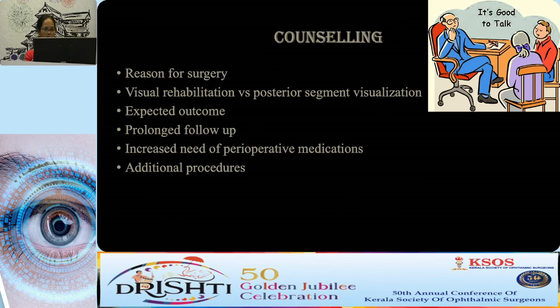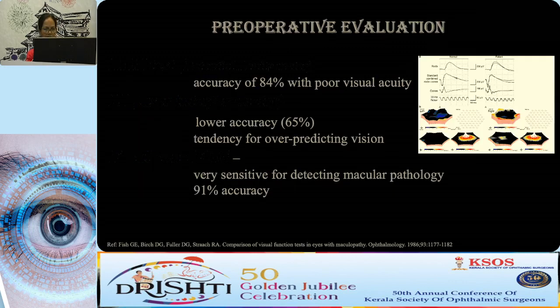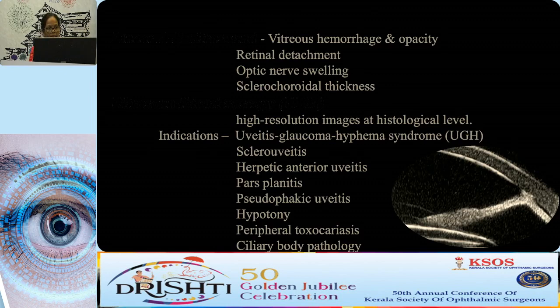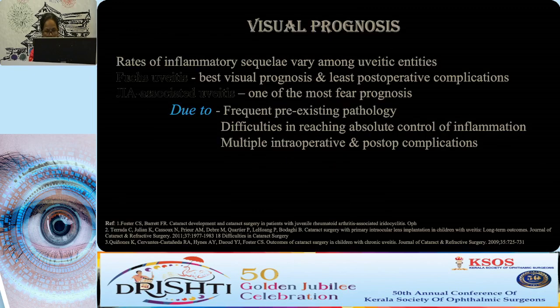Expected outcome: prolonged follow-up need, inherent need for perioperative medication. If additional procedures like pars plana vitrectomy are needed, the patient has to be given proper counseling. Preoperative evaluation: if the visual acuity is very poor, the potential acuity meter, laser interferometry or focal cone ERG should be done. And B scan, ultrasound biomicroscopy, etc. should be done in appropriate cases.